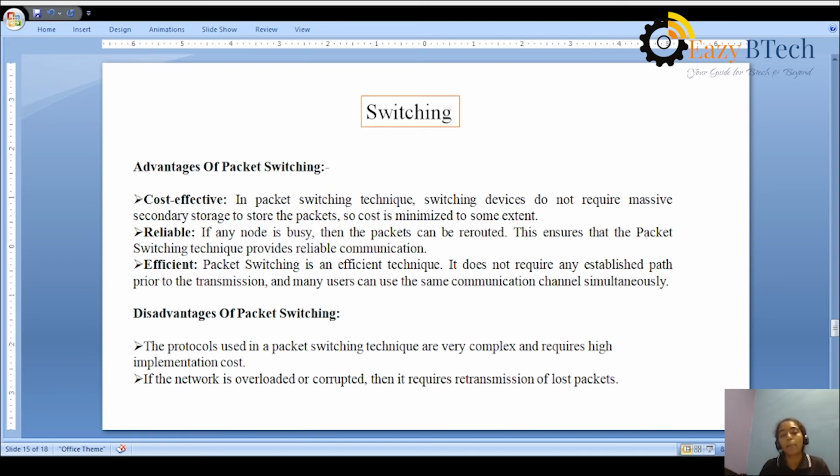We are using different types of protocols to design this type of procedure to deliver our data from source to destination. The protocols used in packet switching are very complex and require high implementation cost. If the network is overloaded or corrupted, then packets will also be lost. There is a chance of lost packets in between transmission. These are the disadvantages of packet switching, right?